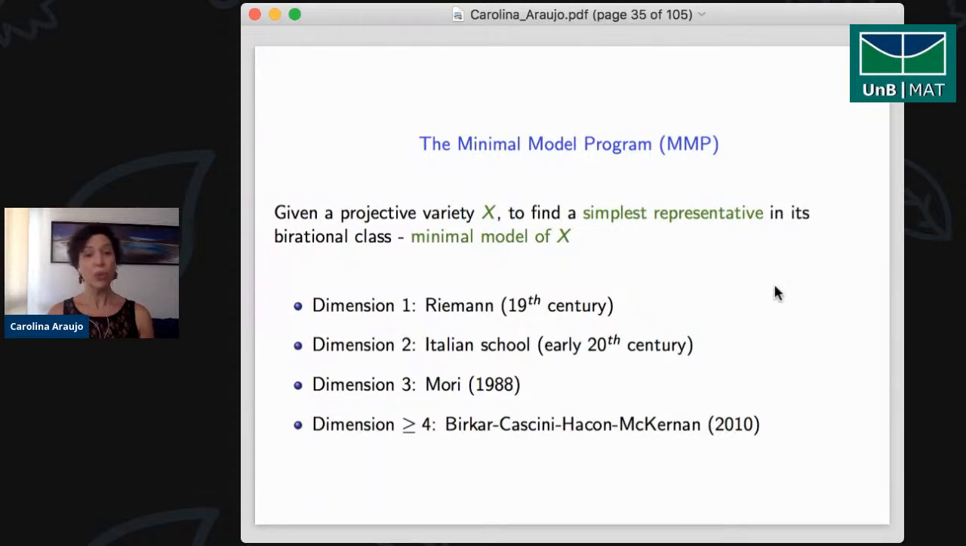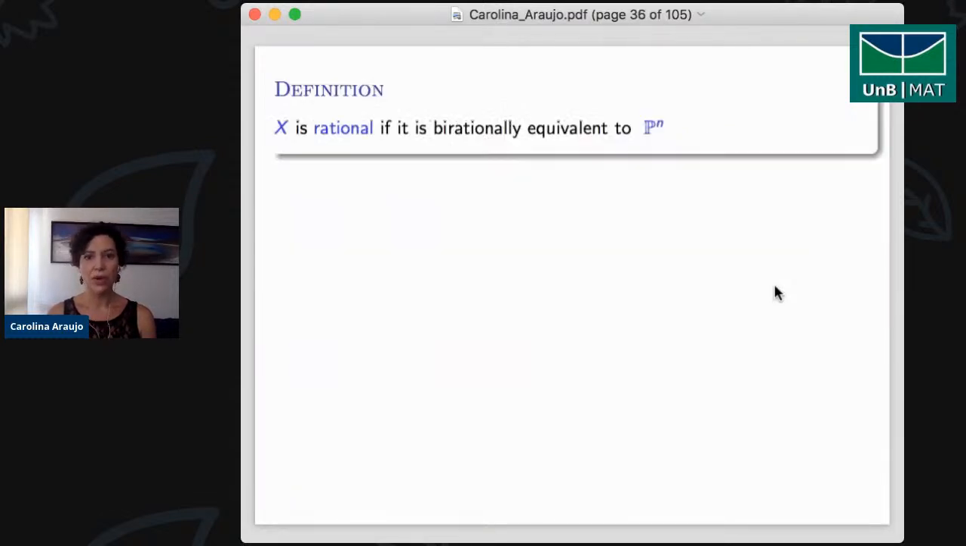And much more recent, in 2010, we have a partial program in arbitrary dimension. This is not a complete program, but it's good for many purposes. And this was achieved by work of Birkar, Cascini, Hacon, and McKernan, and you may recognize Birkar also received the Fields Medal in 2018. Okay, so this is what the minimal model program does for us.